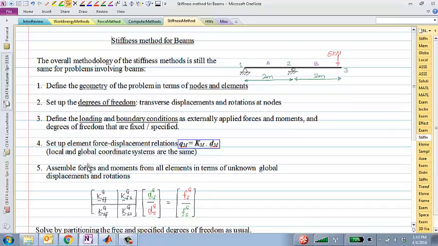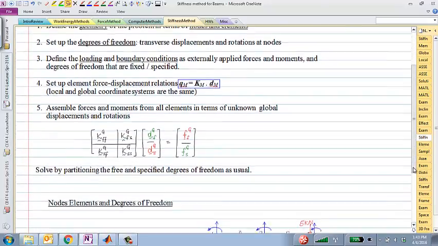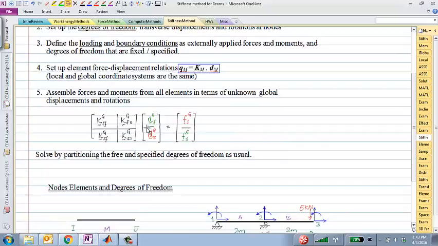A little bit later, we'll look at frame problems. In frames, it is really a beam which is at an inclined angle. There, we would have to do transformation to bring it back to global coordinate system, okay? But for beam problems, we don't need any transformation. And at the end of the day, just as usual with the trusses, we'll assemble a system of equations which would look very similar to the truss system, and we can solve that very easily for the free displacements and the specified reactions.